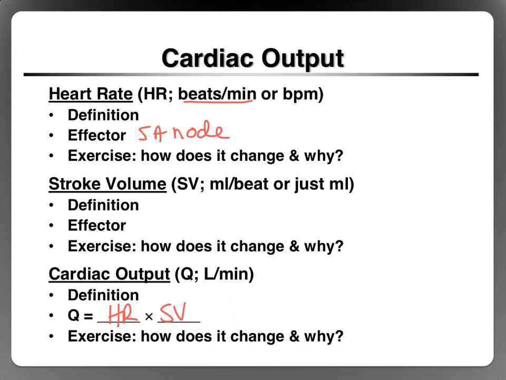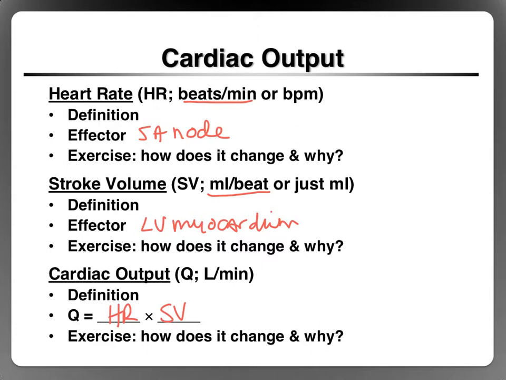rate. Stroke volume is the volume of blood that comes out of the left ventricle with each contraction or each beat, and we express that in milliliters per beat, sometimes just milliliters. So the definition is the volume of blood that comes out with each beat. The effector for stroke volume is the left ventricular myocardium, because depending on how strongly the myocardium contracts, the left ventricle is going to squeeze harder. If it squeezes harder, it ejects more blood. So stronger contraction of the left ventricular myocardium would increase stroke volume.